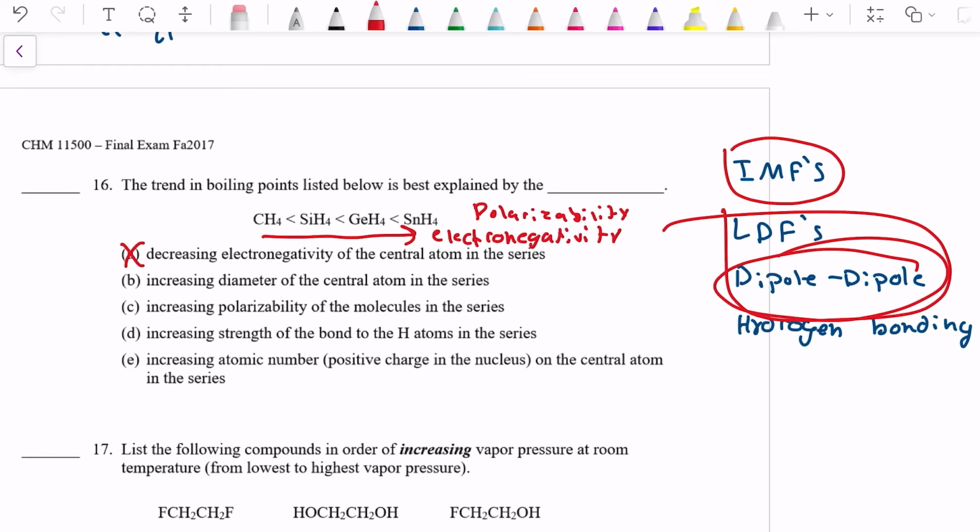B, increasing diameter of the central atom in the series. That's not really all that relevant to what we're looking at here. C, increasing polarizability, that's true. That's one of the points we said. It's similar to electronegativity. D, increasing strength of the bond to the hydrogen atoms in the series. Once again, we don't really care about the intramolecular bonding. We're just concerned with the intermolecular forces. And then E says increasing atomic number, positive charge on the nucleus on the central atom. Now, my thing here is answer choices B and E are somewhat functions of electronegativity, but they don't explicitly say it. So C is going to be our best choice since it explicitly says increasing polarizability. So anyways, 16C.